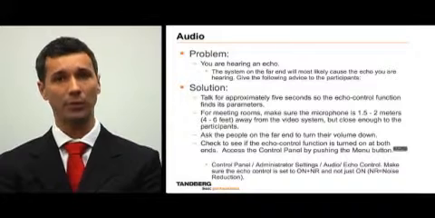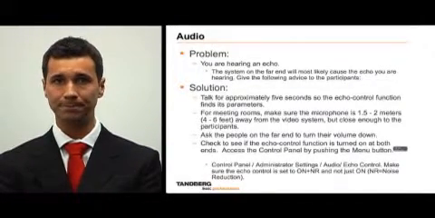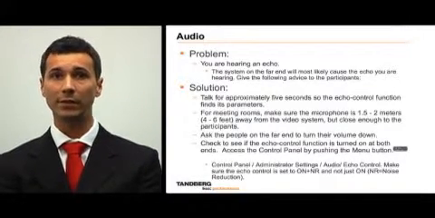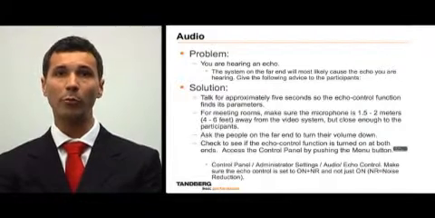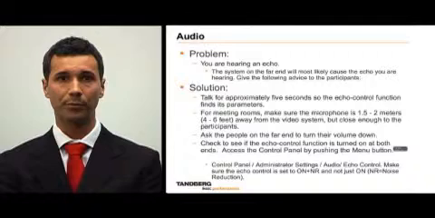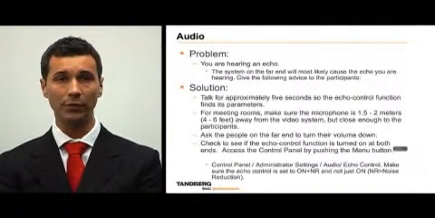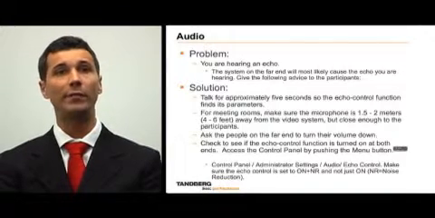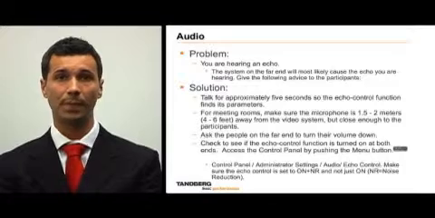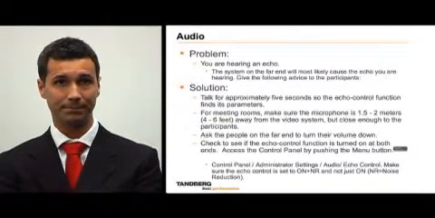If you are hearing an echo, in most cases it is the system on the far end causing the problem. When this occurs, give the participants at the far end the following advice. Talk for approximately 5 seconds so the echo control function finds its parameters. Make sure they have placed the microphone 1.5 to 2 meters or 4 to 6 feet away from the video system, but close enough to the people who are talking. You can always ask the people at the far end to turn down their volume.